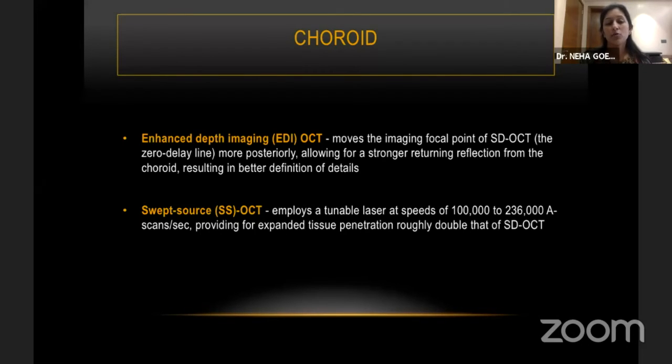The other way to image the choroid is through swept source OCT. Now here, as we know, the wavelength is longer, and the number of A scans per second is more. So this allows for increased tissue penetration, almost double that of spectral domain. Hence, even in very thickened choroids, you can see the choroidoscleral junction on swept source OCT.